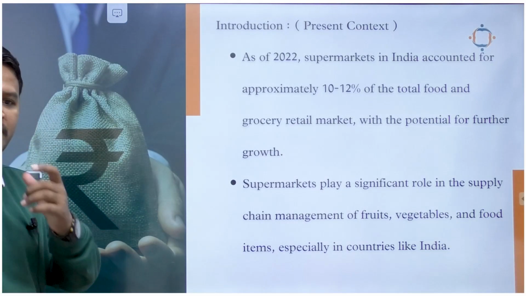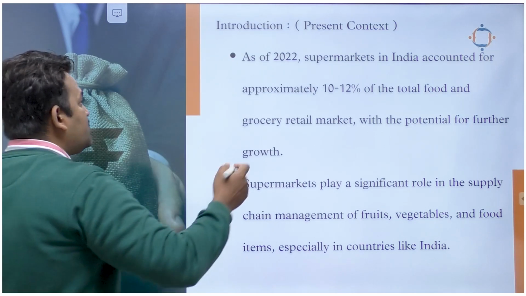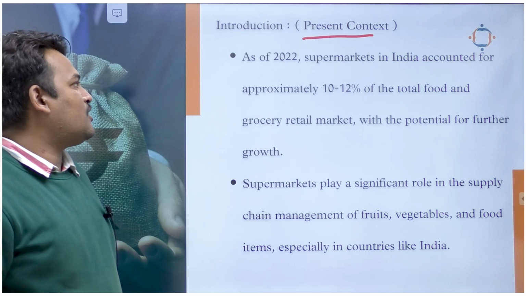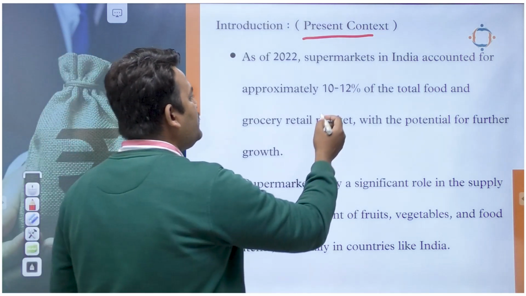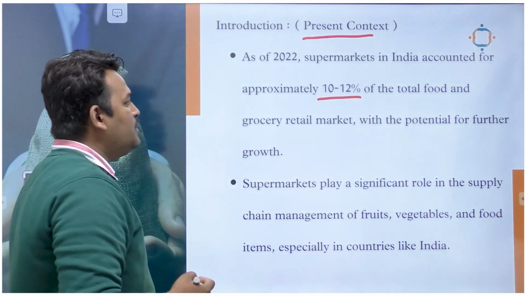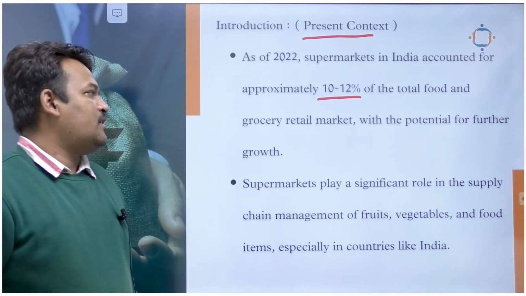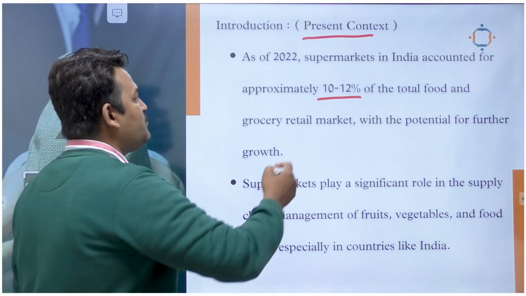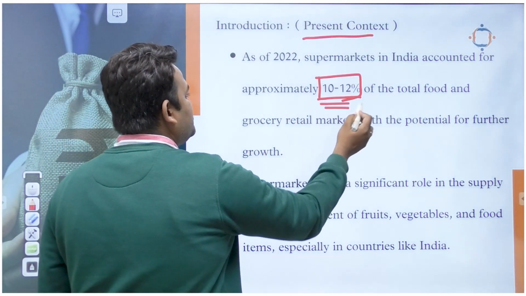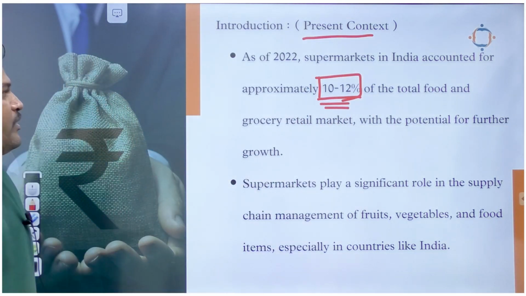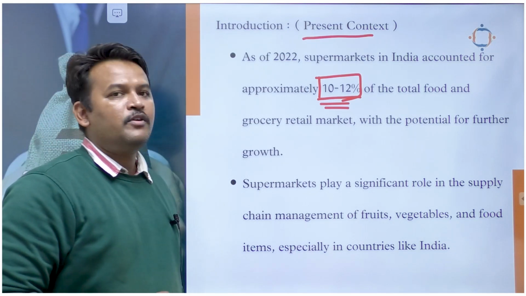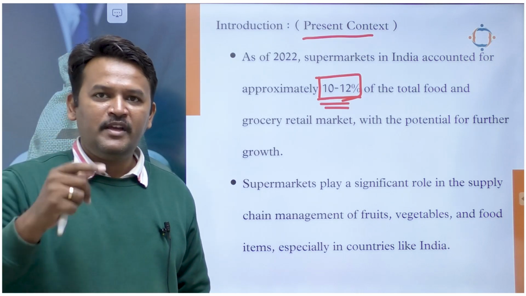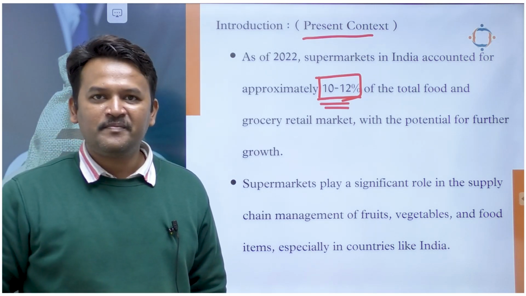When we come towards the introduction, here you can write the present context as well. As of 2022, supermarkets in India accounted for approximately 10 to 12% of the total food and grocery retail market with potential for further growth. So they are doing some work, right? They are covering around 10 to 12% of the total market. So we have to continue this trend because it will address the issue of intermediaries, right?